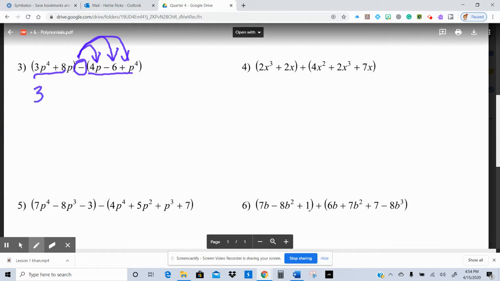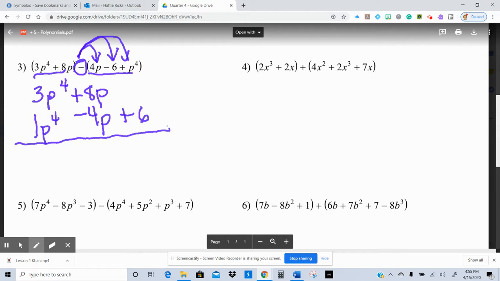So I'm going to write down 3p to the fourth plus 8p. And then I'm going to change this 4p to negative 4p, and I'm going to line it up with the 8p because they're both just p. And then I have negative 6, and I change it to positive 6, but then I notice I don't have a positive 6, so I'm going to put it out here by itself. And then I have p to the fourth. Well, that's going to line up with this one, so I'm going to put it over here by itself. And remember, if there's no coefficient, we can put the number 1.